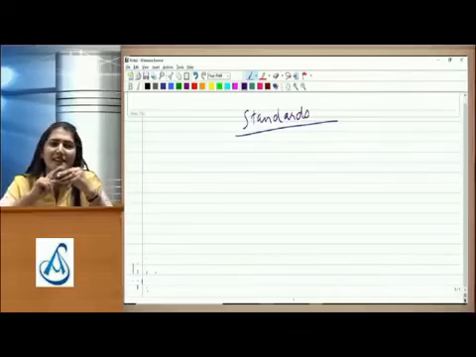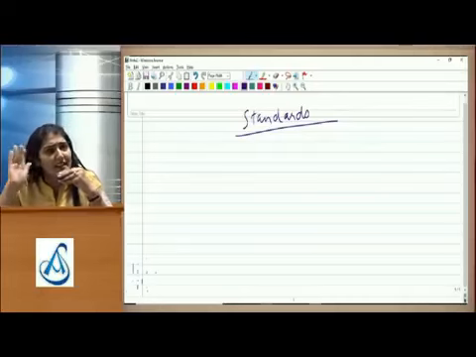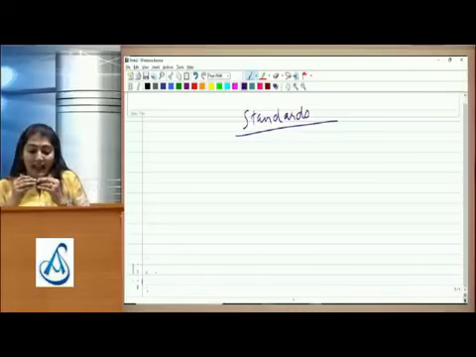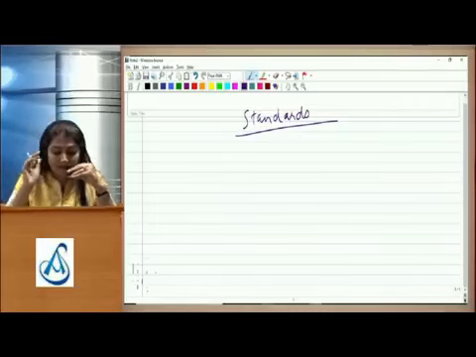Okay, that has to be the approach, okay? You don't give any thought to how can I do it, you can start, yes? And with that, we'll start with the standards.